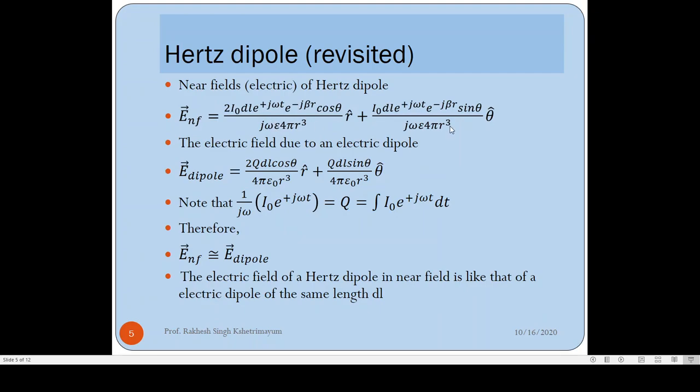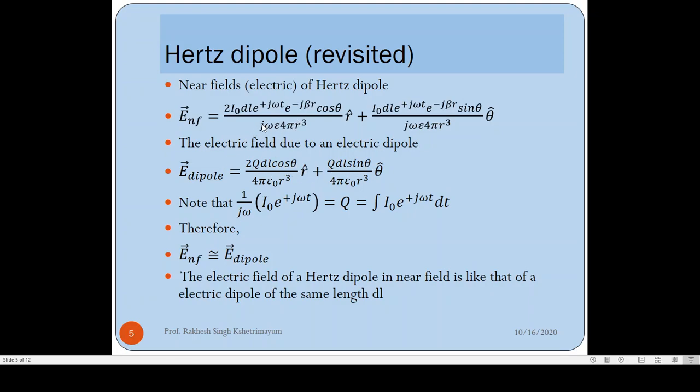Finally the electric field for the dipole is 2q dl cos theta by 4 pi epsilon 0 r cube r hat plus q dl sin theta by 4 pi epsilon 0 r cube theta hat. So the electric field of the dipole has a radial component and a theta component, and if you compare it with the electric field of a Hertz dipole in the near field, you will observe that these two expressions are exactly the same.